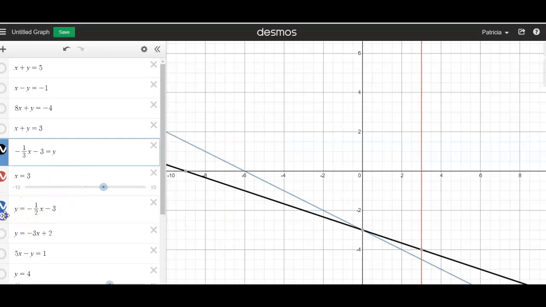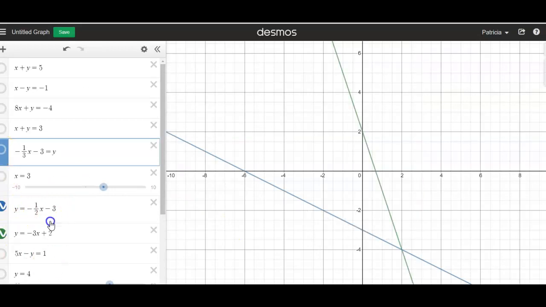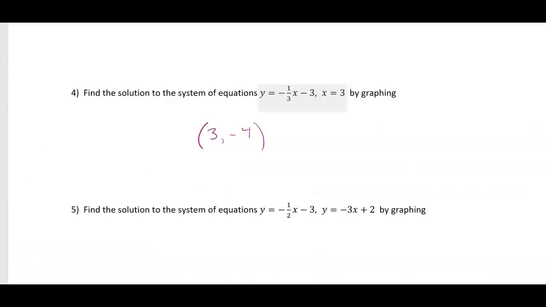So y equals negative 1/2 x minus 3, y equals negative 3x plus 2. These are both in slope-intercept form, and they both have negative slopes. The blue line is not quite as steep as the green line. Those are some observations to make. The green line crosses the y-axis at 2. The blue line crosses the y-axis at negative 3. Those are some review points. But where is the intersection? It looks like it's right here. And if you click on this, it gives you a point, (2, negative 4). So (2, negative 4) is my solution when I do this by graphing.